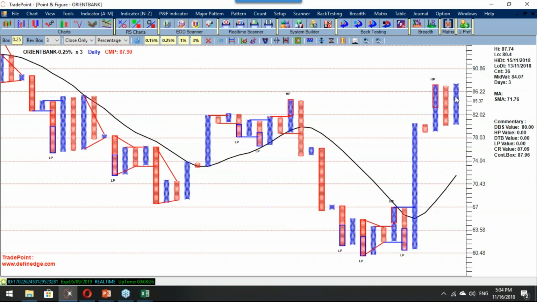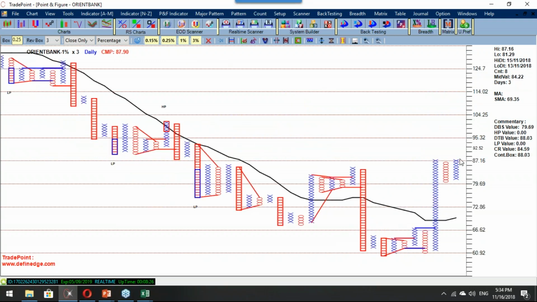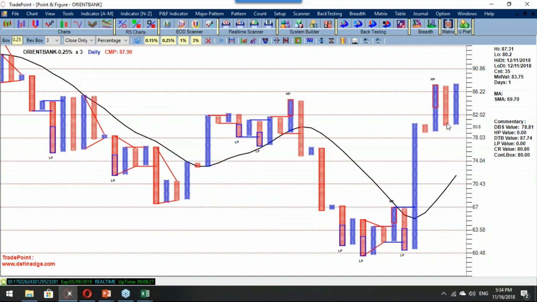Just in case you didn't take the trade yesterday, what you can do is, if the trade gets triggered based on the buy signal in 1% boxes, you can go ahead and take the trade and put the stop loss. If 0.25% boxes is your operating time frame, then you can place the stop loss based on 0.25% box size. 91.75, is it? Okay, that's a nice move.